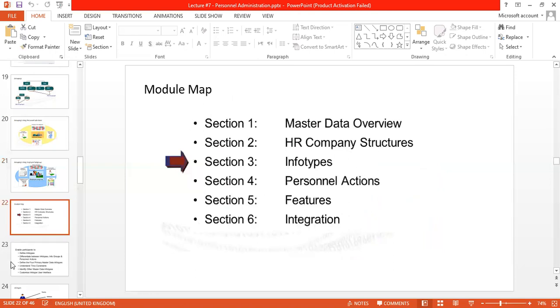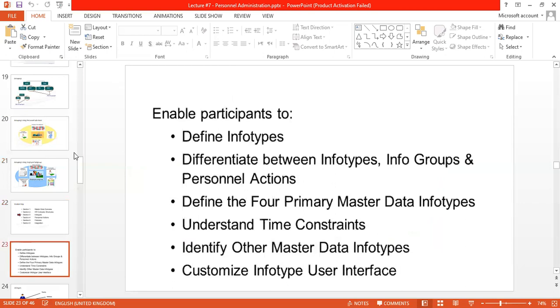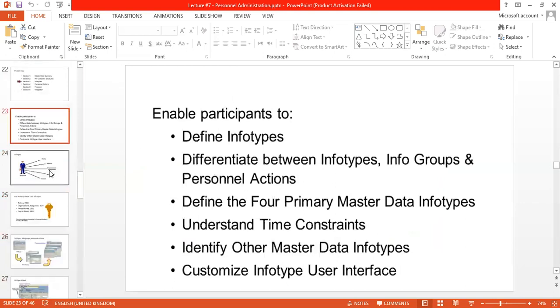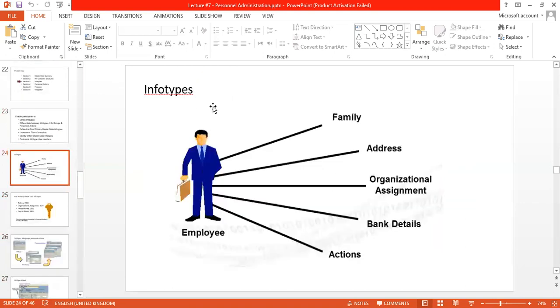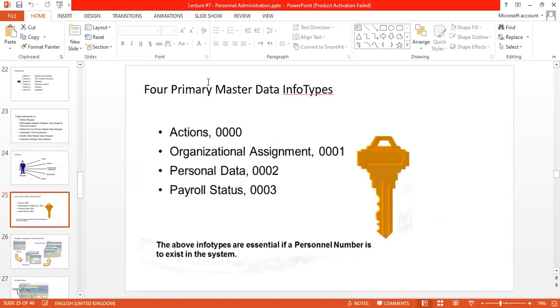Info types. Now, these info types are very, very important when it comes to HCM, because info types are basically the crux of the entire HCM, based on which your configuration will be maintained. So info types can be different, like family, address, organization assignments, bank details. These are info types. Actions. We'll talk about actions as well.